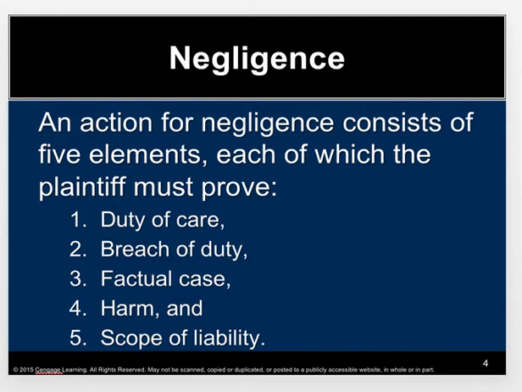The next element is what we call factual cause. So in other words, you have to be the cause of the other person's injuries. So for example, in my automobile accident example, if I was speeding and I crashed into you and you suffered hospital bills, right? You had to go to the hospital and you spent a week at the hospital. Well, I am the factual cause, and here the slide says factual case. It should be actually factual cause. I am the factual cause of your injuries. I caused them, as opposed to someone else causing them.